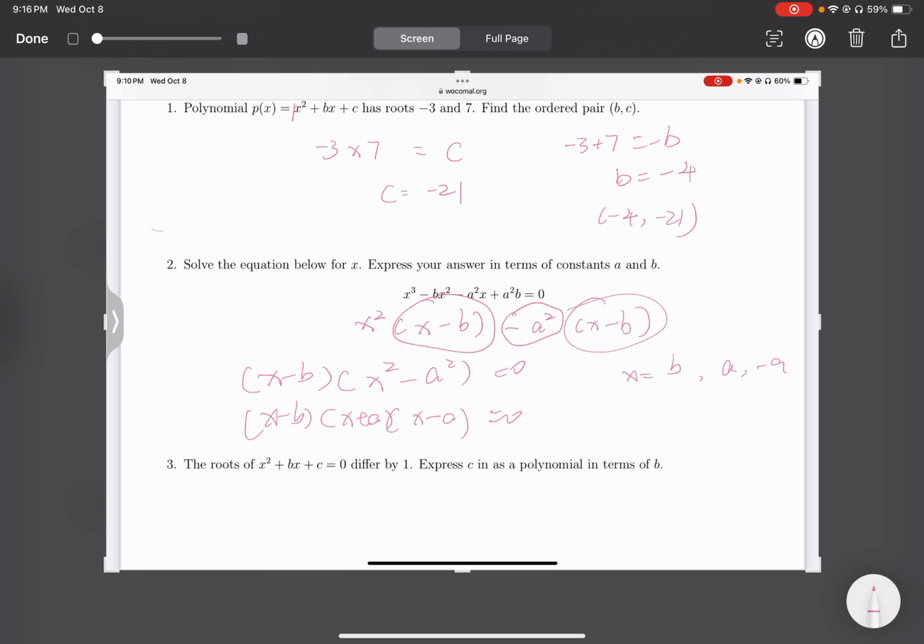All right, the last one. The roots of x squared plus bx plus c differ by 1. Express c as a polynomial in terms of b. So it's asking us to write c in terms of b. We know the two roots differ by 1, so we can get root 1 minus root 2 equals 1. And according to Viete theorem, root 1 plus root 2 equals negative b.